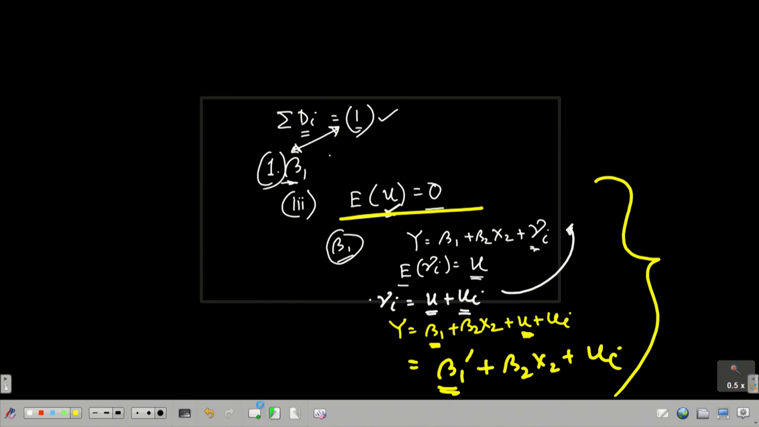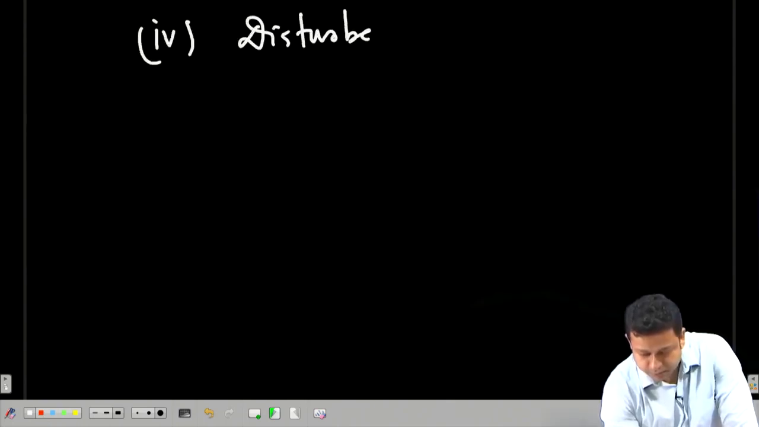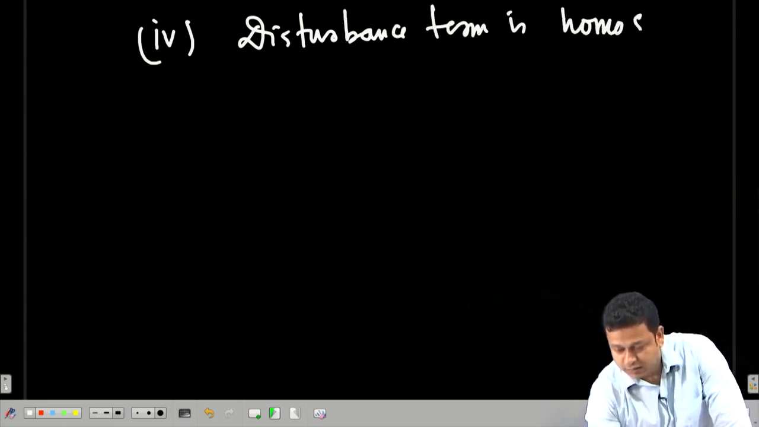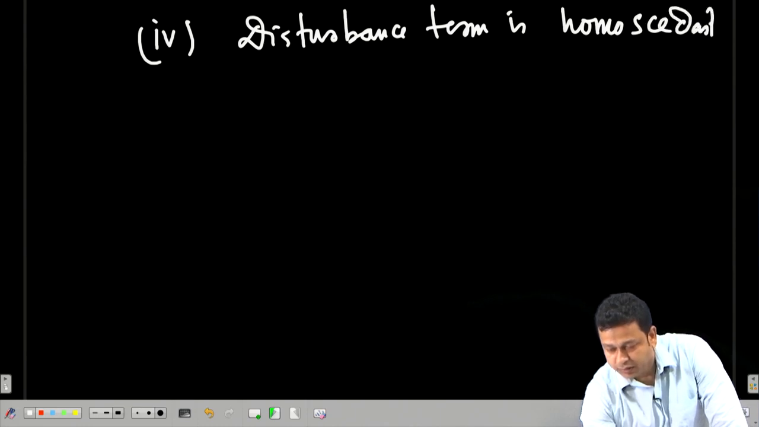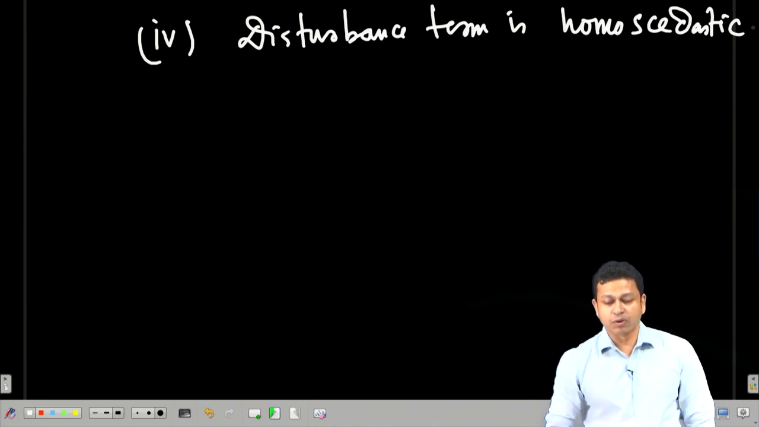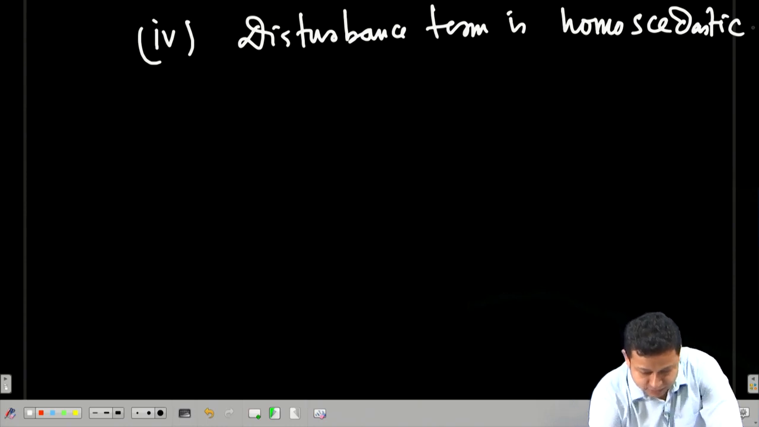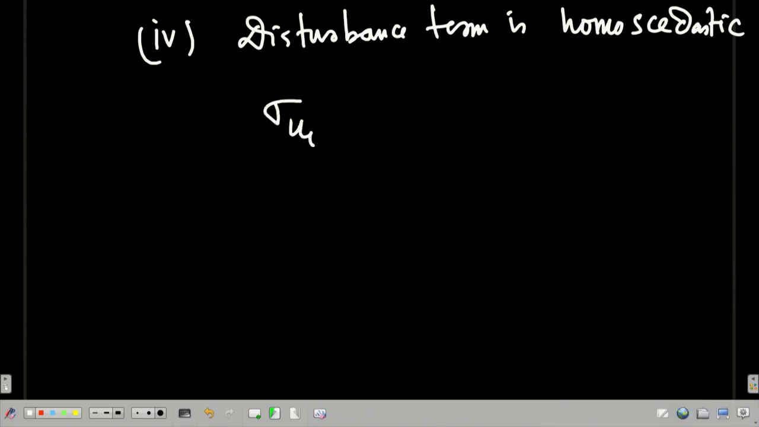My fourth assumption is that the disturbance term is homoskedastic. You already know what is homoskedastic and what is heteroskedastic. Let me write it mathematically: sigma y square is equal to sigma u square. So, there is a constant variance. What it means is that each observation is drawn from a constant population variance.